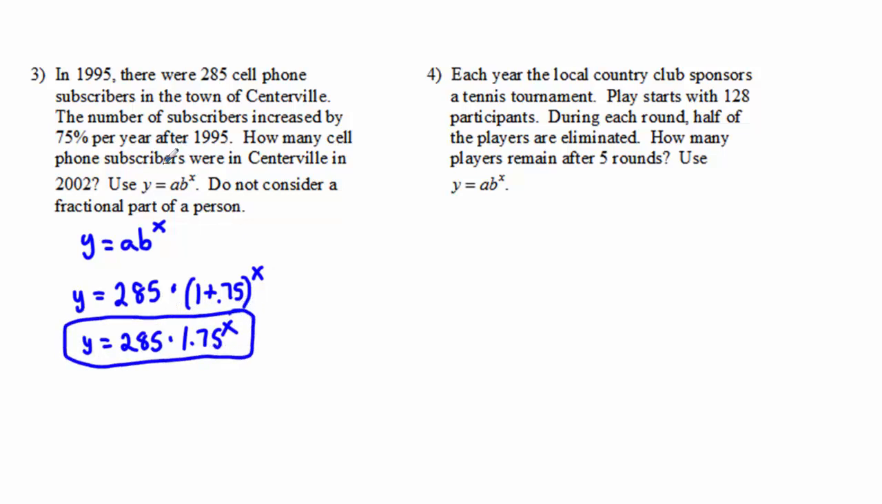And then to figure out how many subscribers there were in 2002, we have to figure out how far we have come from 1995 to 2002, which we would do by subtracting, which gives us 7. And so that's what I'm going to put in for x is 7. So I need to do 285 times 1.75 to the 7th power. Which gives me a lot. And so it says do not consider a fractional part of a person, which means even though it's like 0.5, we would want to round down, I would guess, because that 0.5 doesn't count as a whole person.